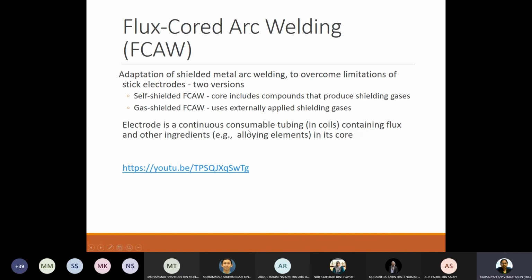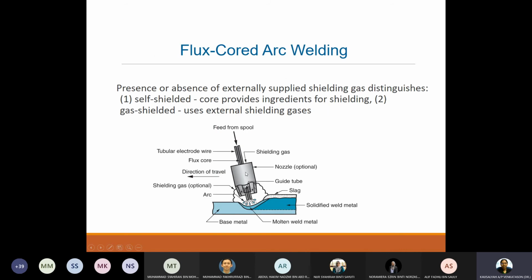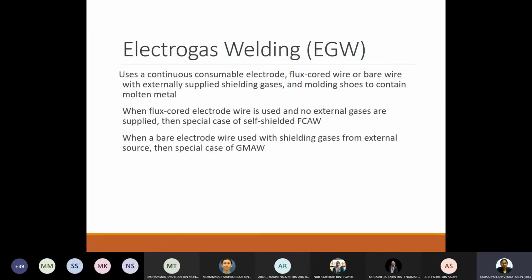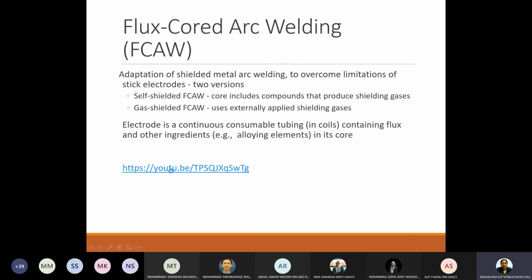The electrode is a continuous consumable tubing in coils containing flux and other ingredients. So this is the schematic diagram. Straight to the video.